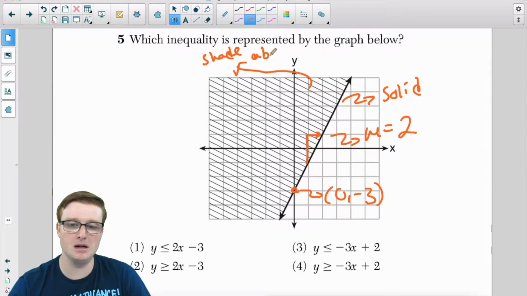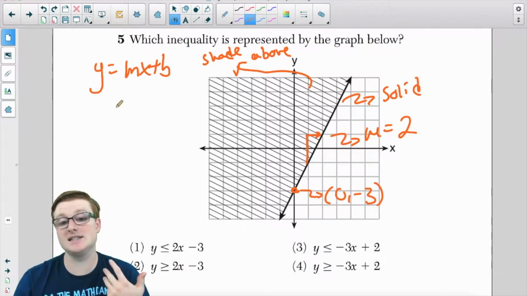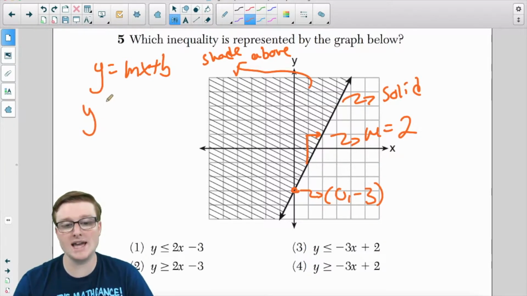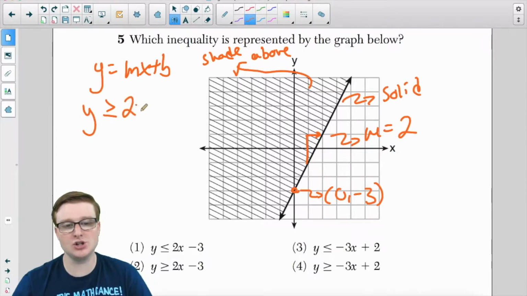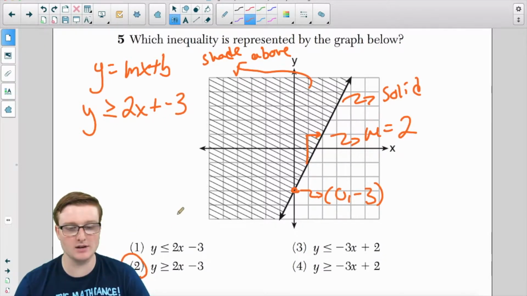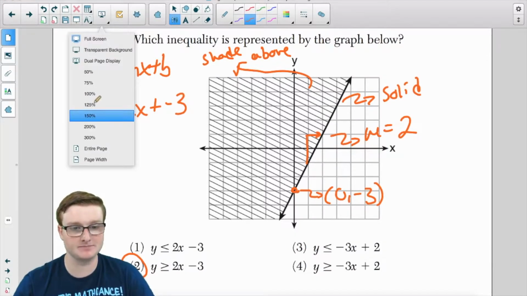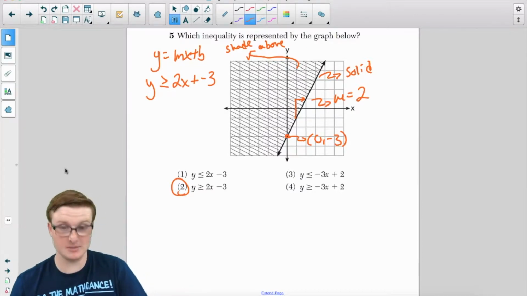Shade above. So we know that y equals mx plus b is the standard form of a line. Since this is an inequality, y has to be greater than or equal to. Greater than or equal to shows shading above, and it's solid. The slope is 2, x plus the b value of -3. That is the same thing as saying choice 2. y is greater than or equal to 2x minus 3. And that is your answer. All right, number 6.